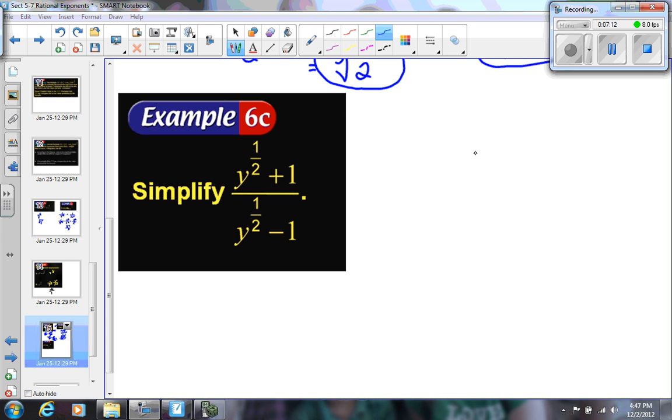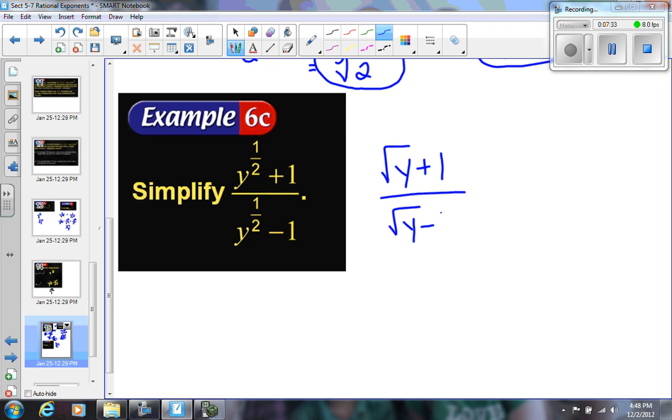Now, on the previous two problems I did, my strategy was to write them as rational exponents, but on this one, actually my strategy is going to be to write it as a radical. So I'm going to change this to the square root. Remember, 1/2 power is square root. So the square root of y plus 1 over the square root of y minus 1.